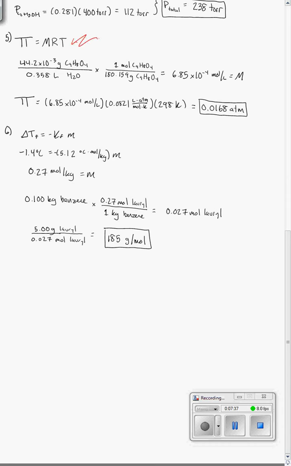The osmotic pressure, which we abbreviate using capital Pi, equals the total molarity of solute particles times the ideal gas constant times the temperature in Kelvin. It looks kind of like the ideal gas law. So to solve this problem, we need to figure out what the molarity of our substance is.